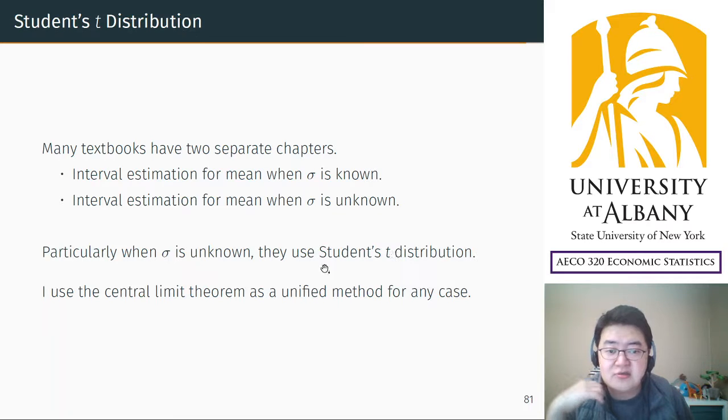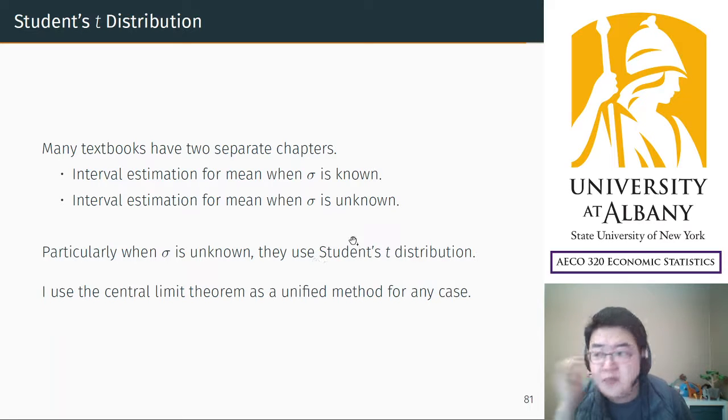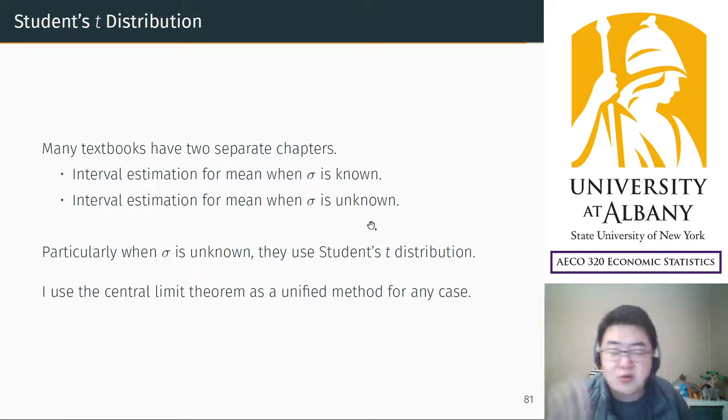suggest use this guy. By the way, student is a writing name for a statistician. I don't remember his original name, true name. But anyhow, he wrote papers, articles under the name of student. So this distribution is called student's t distribution. And instead of using student's t distribution, I unified all these methods using the central limit theorem.